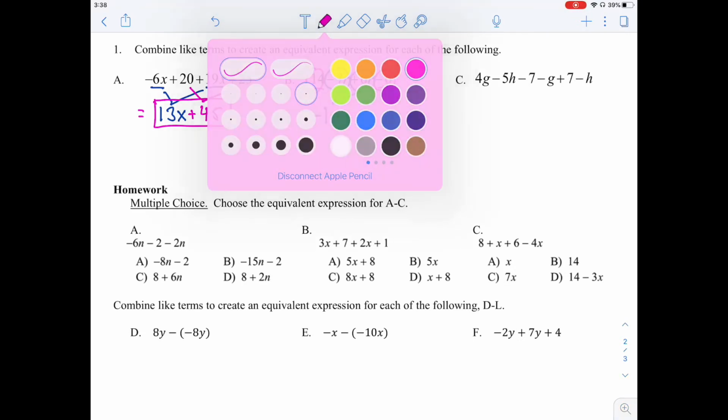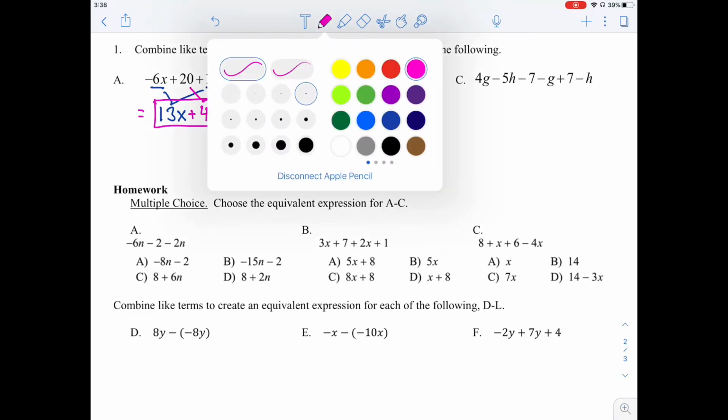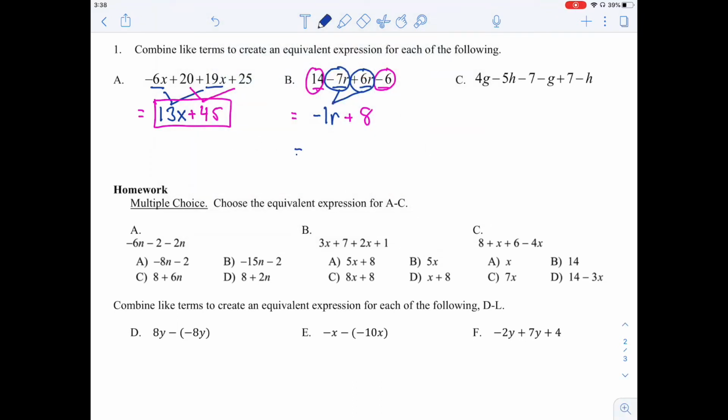Okay, so we look at 14 and negative 6 put together. 14 minus 6 is positive 8, and that would be our answer. So I'm just going to rewrite this. Instead of negative 1r, we can just say it's negative r. It's the same exact thing. And then plus 8, bring it down.